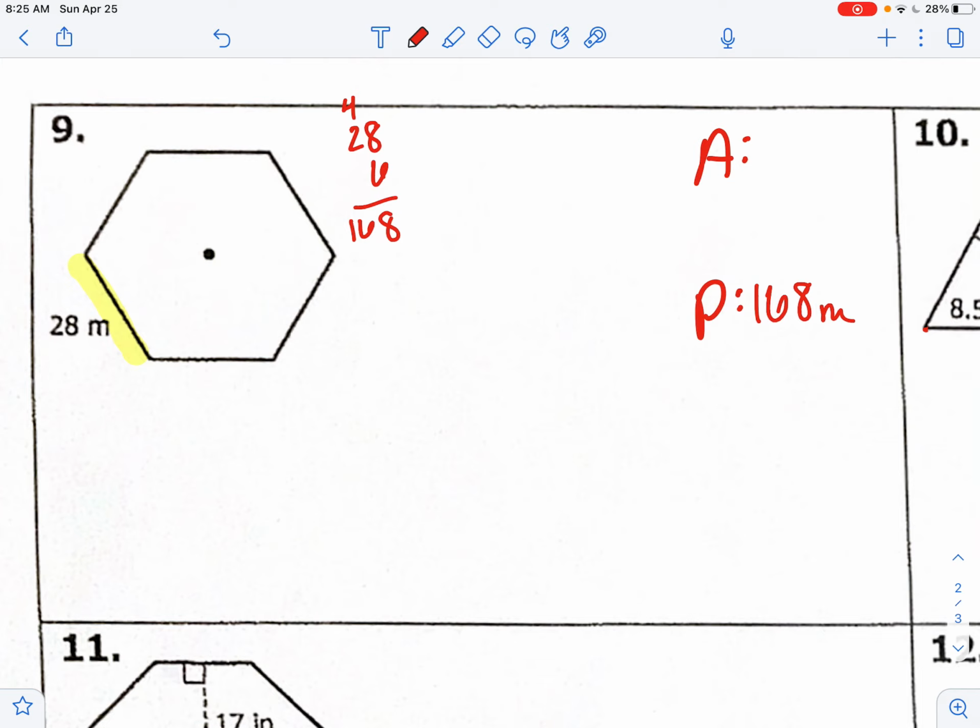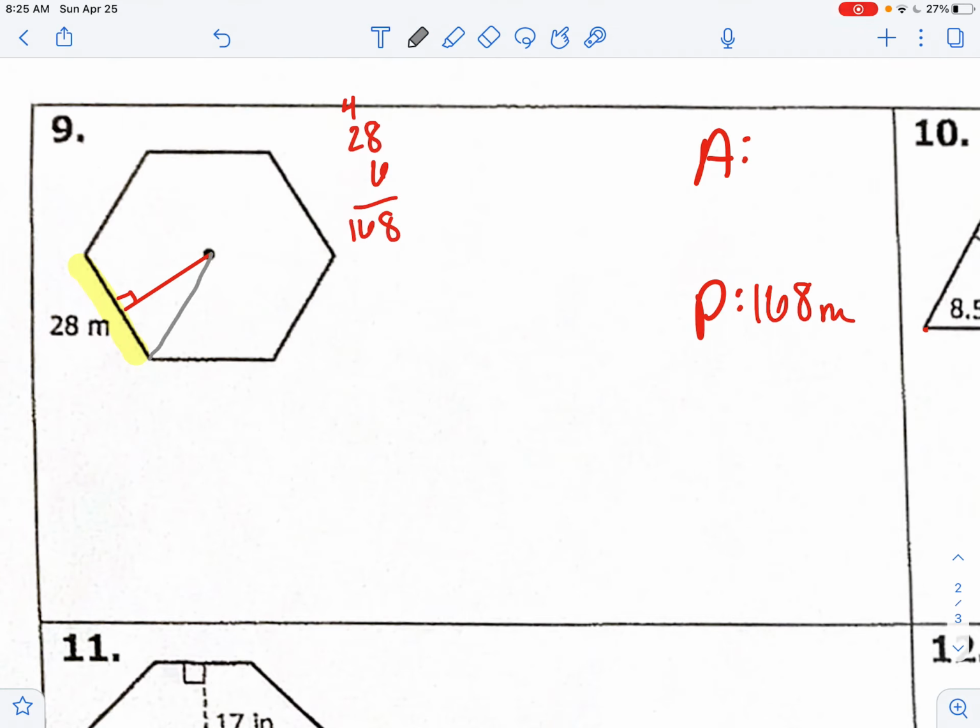Now I need the apothem. Well, the apothem is the distance from the center perpendicular to the opposite side, or whatever side it is. So now that I have the apothem drawn in, I'm going to have to find that distance. And here's how we'll do that.